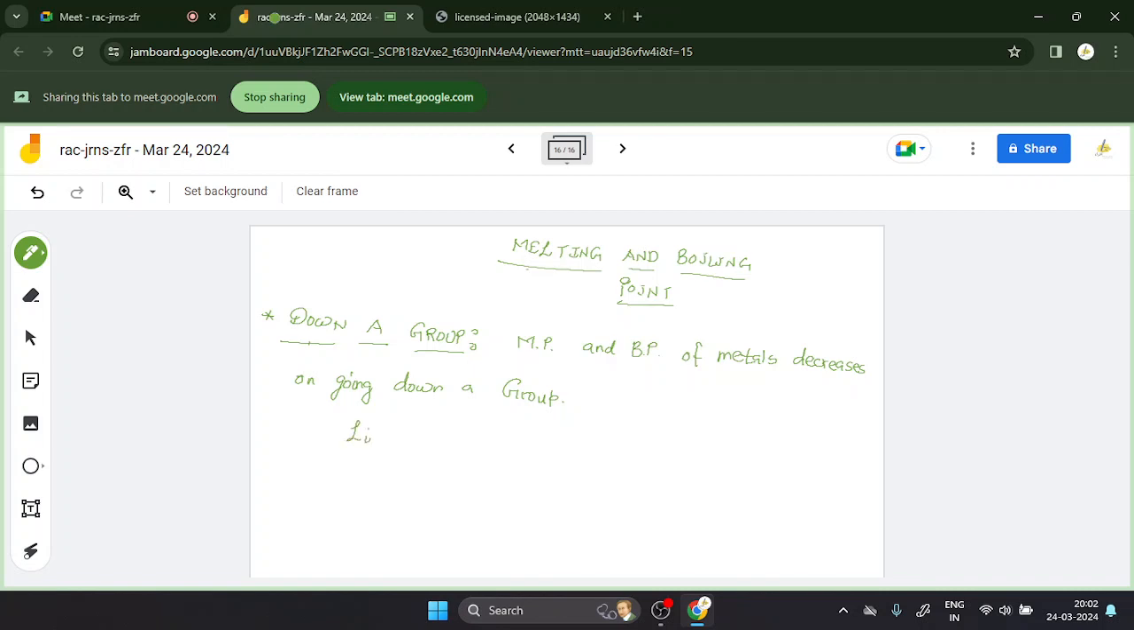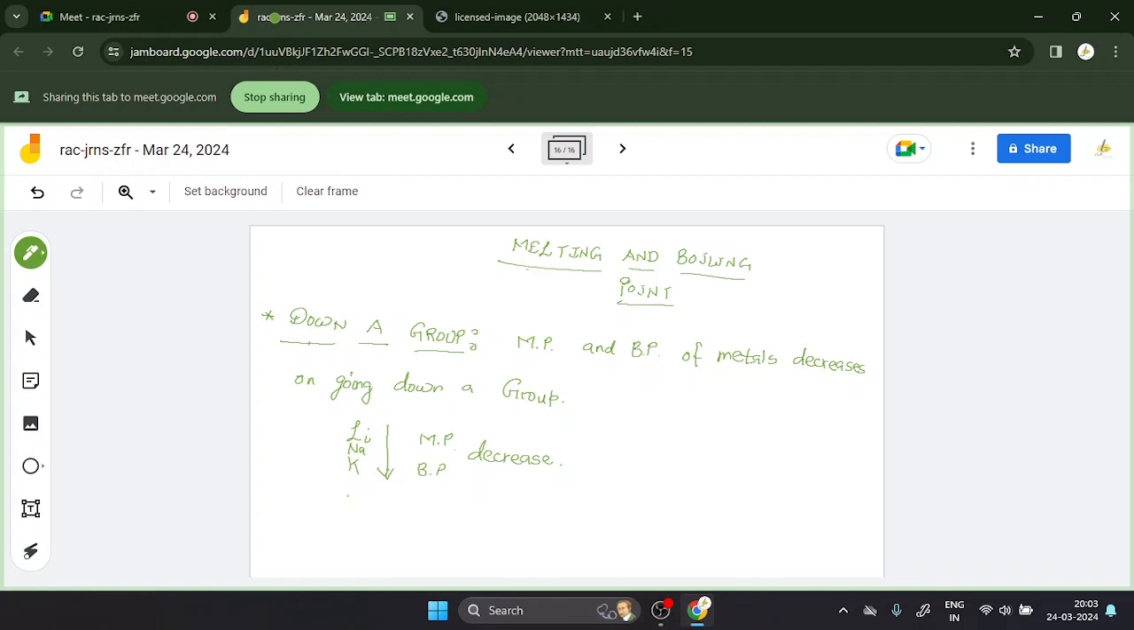So lithium, sodium, and then potassium. So now melting point and boiling point will decrease. Clear? Like this, down the group when we go like this, but the opposite will happen.